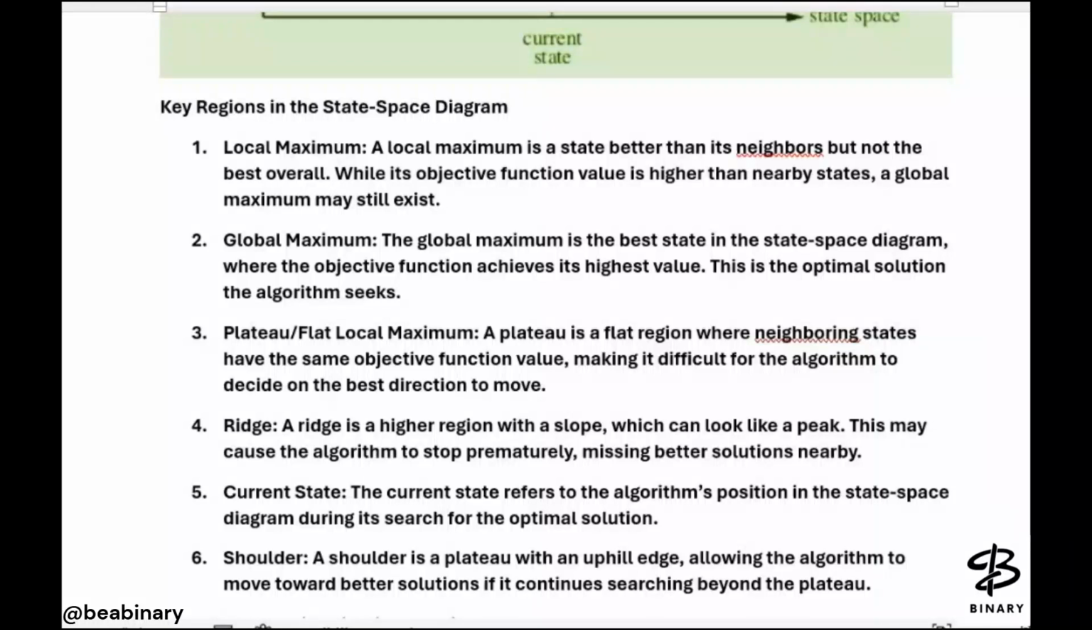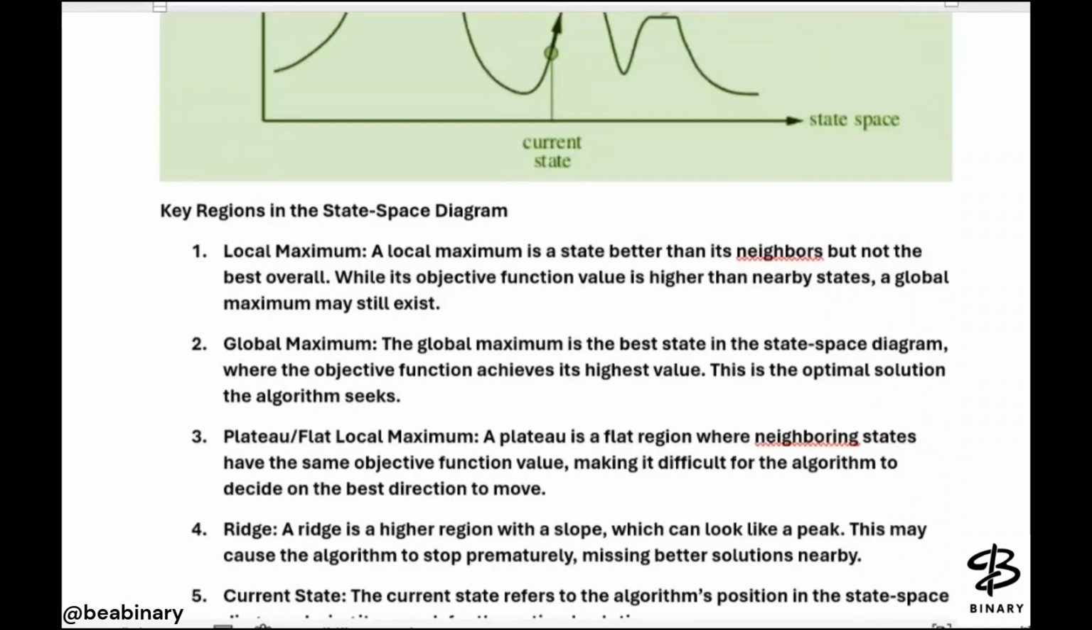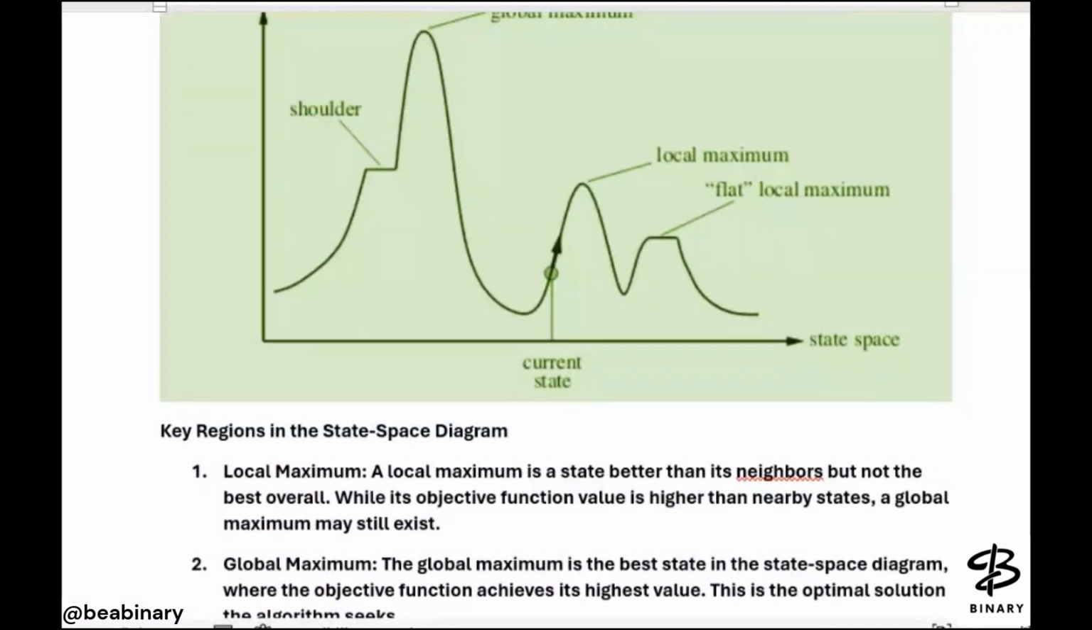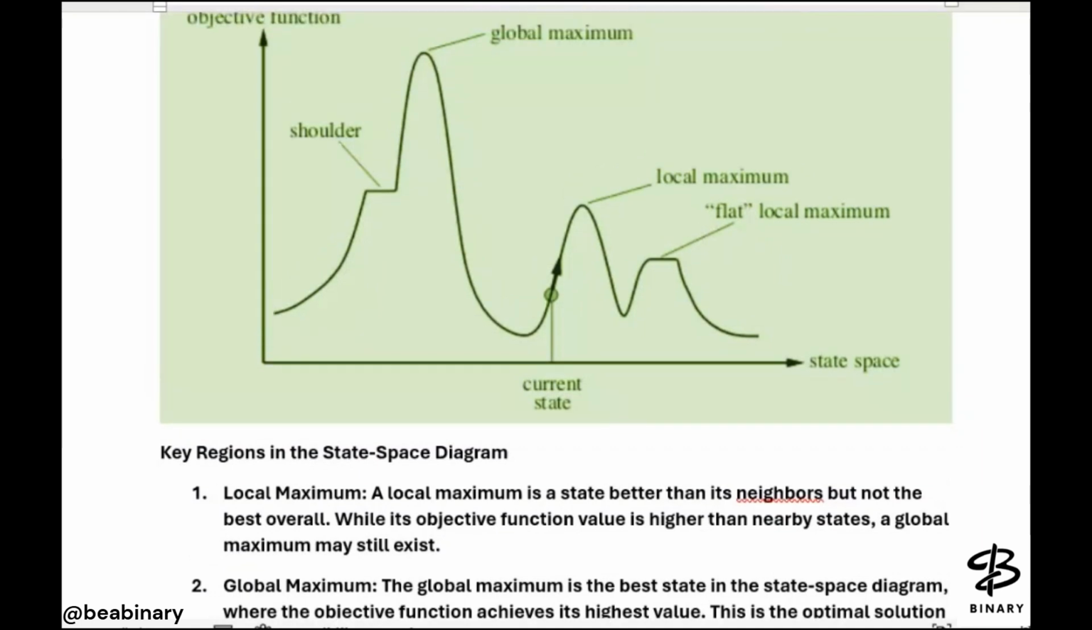So yesterday we had talked about hill climbing and the key regions in the state space diagram of hill climbing. One is the local maximum. We had seen this diagram. One is the local maximum and the global maximum, right? So we had discussed these regions.